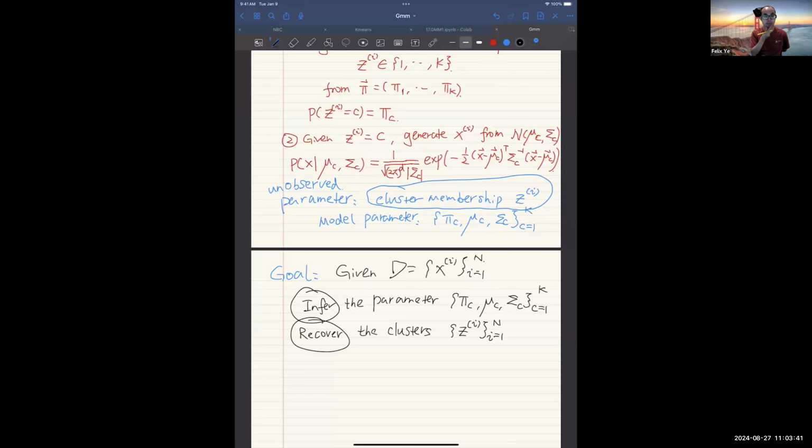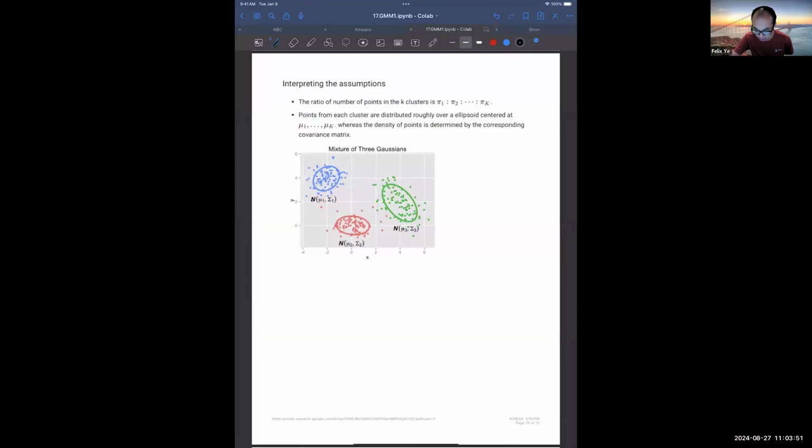Okay, and this is the whole idea, but we can look at things a little more closely. We can interpret what this assumption means. For example, the ratio of the points in the K clusters will be pi 1, pi 2, to pi K. So if we have 1,000 data points and 5 clusters, and each cluster has 200 points, that means the ratio is just 1 to 1 to 1 to 1 to 1.